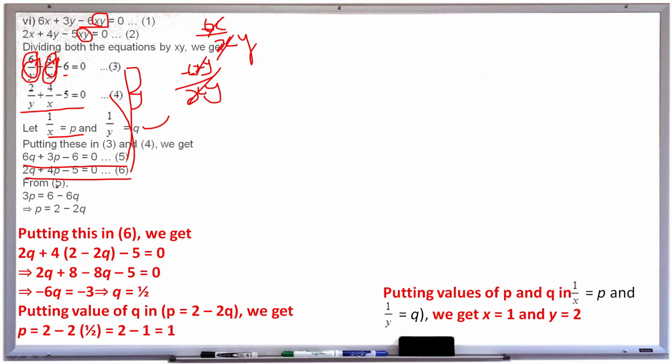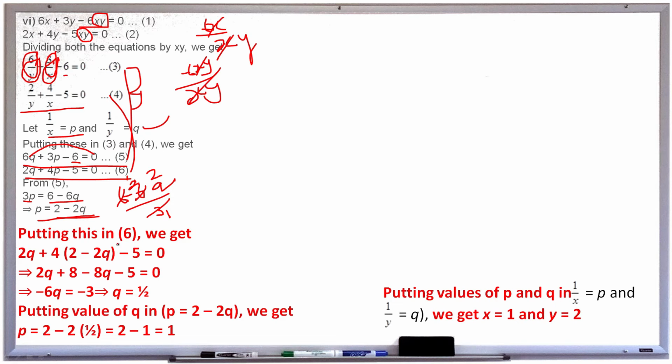Now from 5 you can write 3p is equal to, keep 3p on the left side, 6q bring to the right hand side, minus 6 you bring to the right hand side, it will become plus 6, and 6q will become minus 6q. So we want p value, so the whole equation divided by 3, so 6 minus 6q divided by 3. So you can divide easily. 3 1s are 3, 2 3s are 6, here also 2 3s are 6. So 2 minus 2q, p value we got.